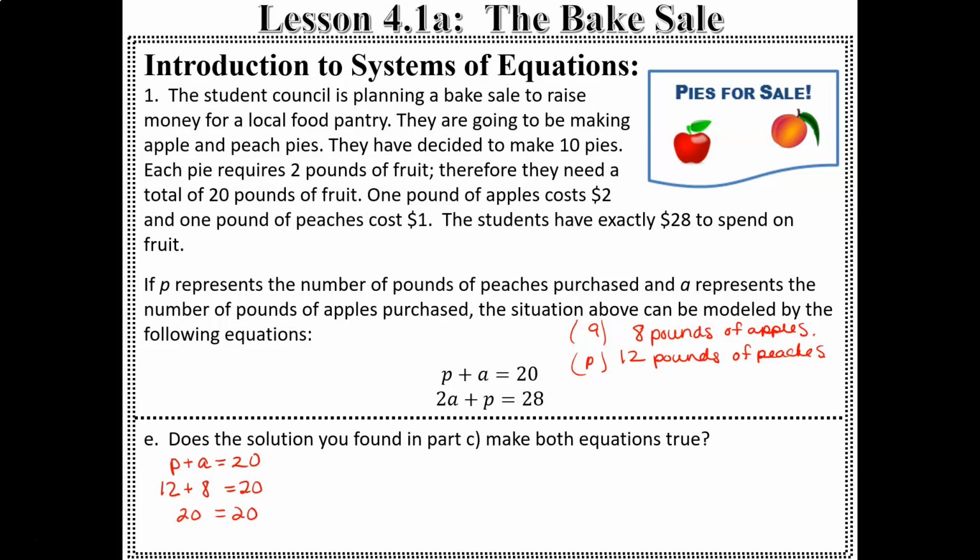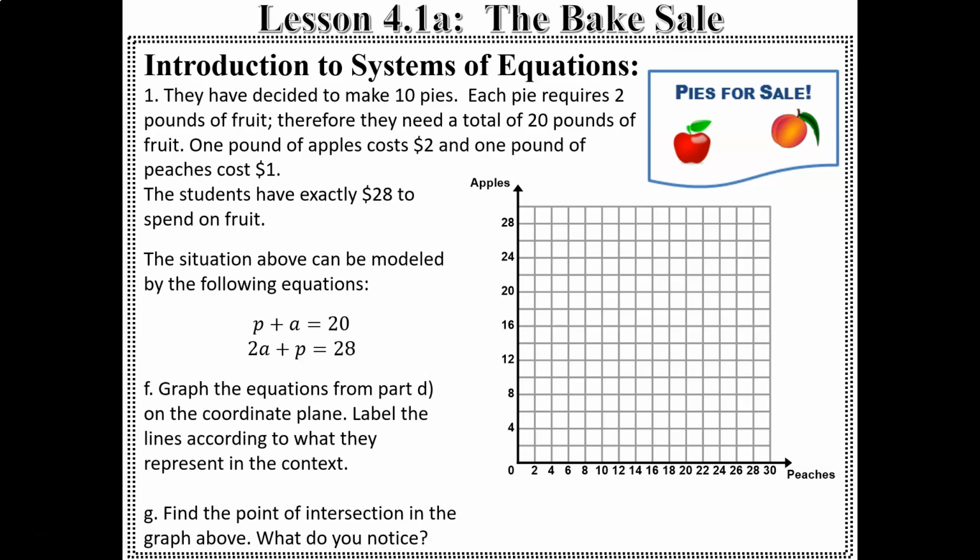Now, let's plug in the same numbers for the second equation. 2 times 8 plus 12 equals 28. So we have 16 plus 12, and 28 is equal to 28. So both of those numbers work for both of those equations. Okay? So now let's do something really interesting. Let's graph the two.